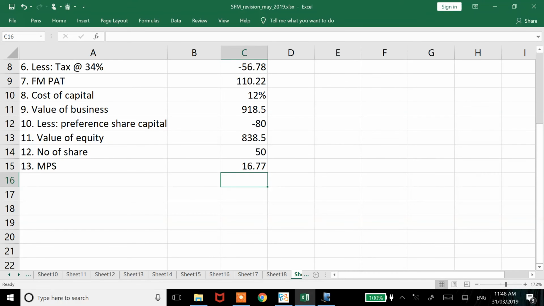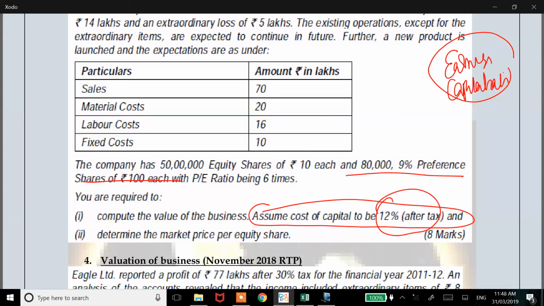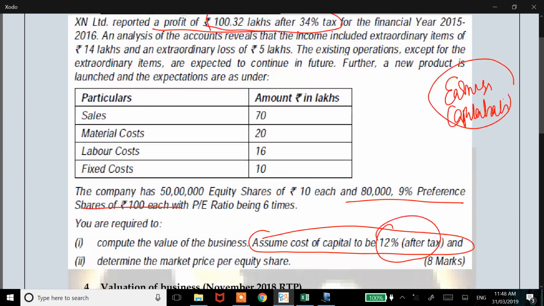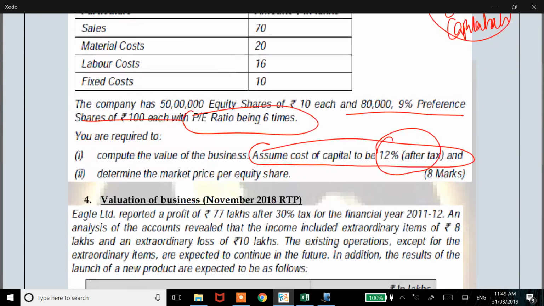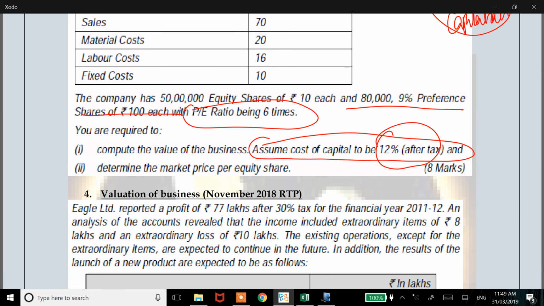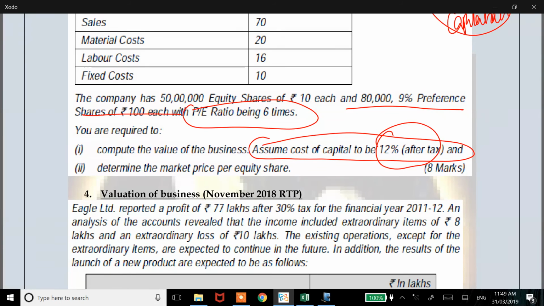Not sure what the institute has done in this question, but there is a possible alternate solution also. The possible alternate solution is, you work with PAT, deduct the preference dividend and use the P multiple to get the answer. Not sure what has been done in the solution. I can use the P multiple and also get an answer. So two approaches are possible. This is intrinsic value 16.77. I can as well use P multiple and get to the answer. Clear?